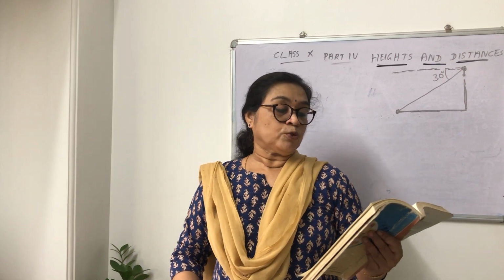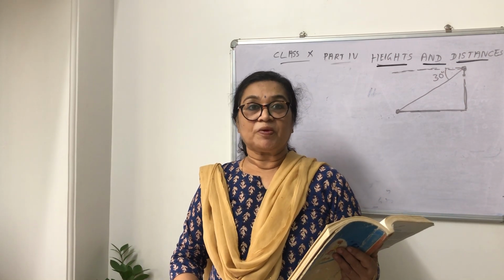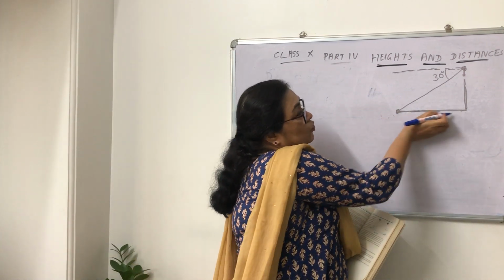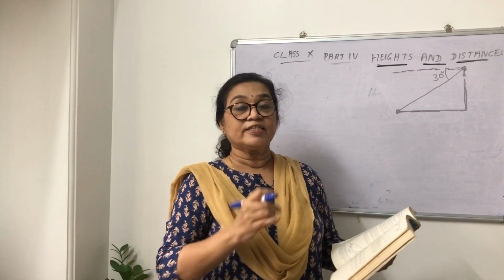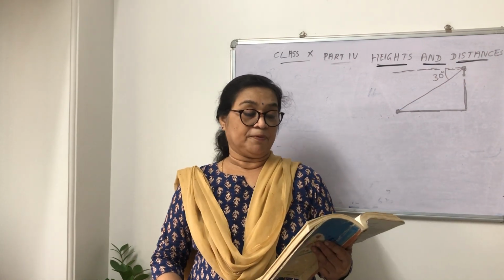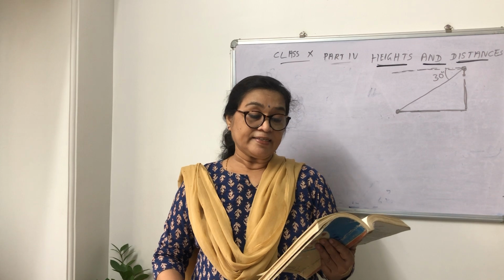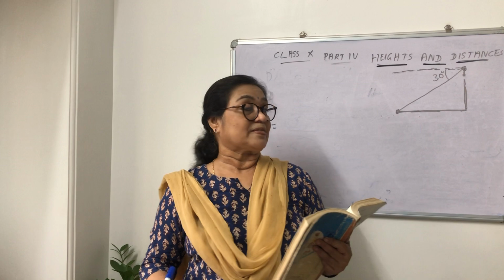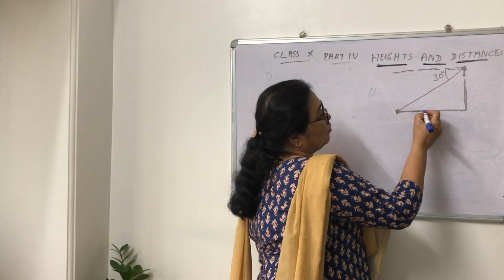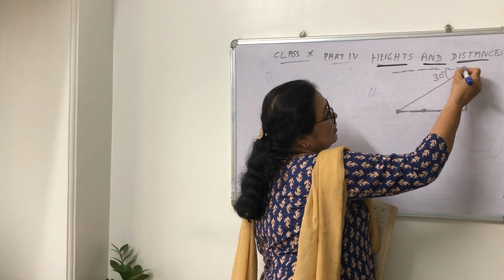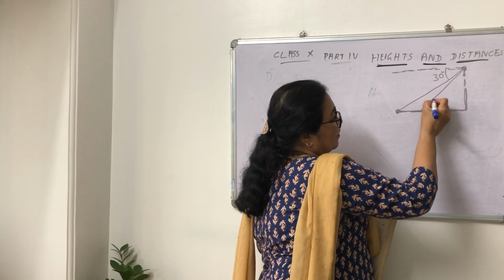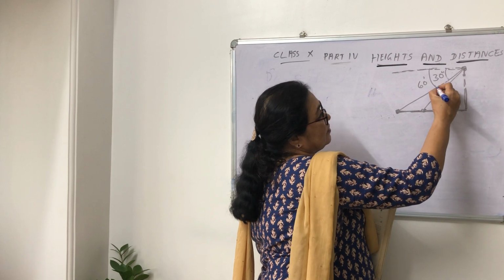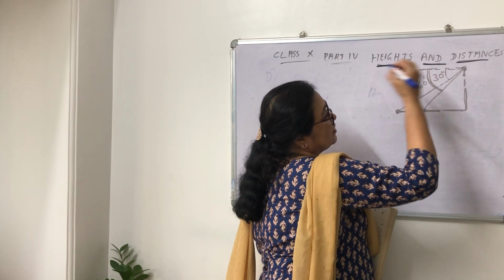While approaching the foot of the tower with a uniform speed, so this car is moving towards the tower and it is moving with a uniform speed. 6 seconds later, the angle of depression of the car is found to be 60 degrees. So this car moves up to here, then this angle of depression is 60 degrees.